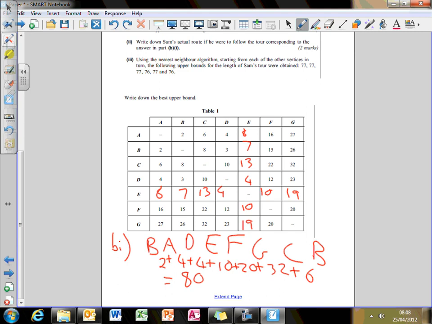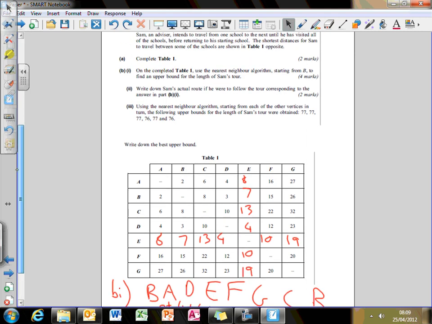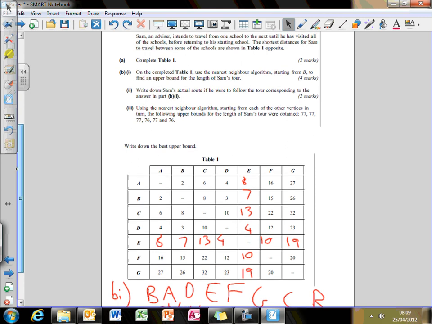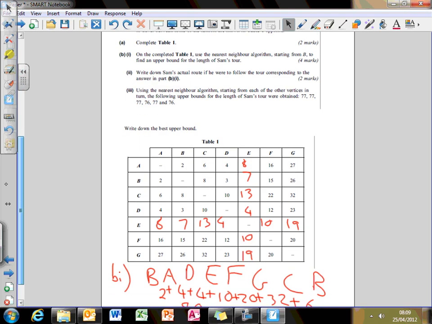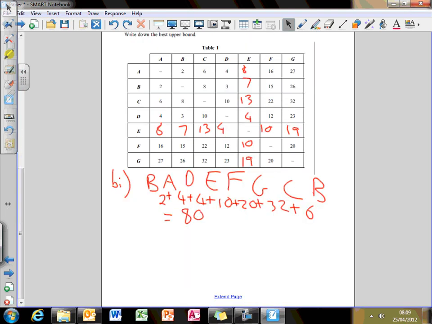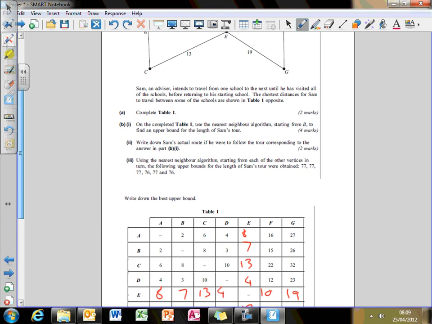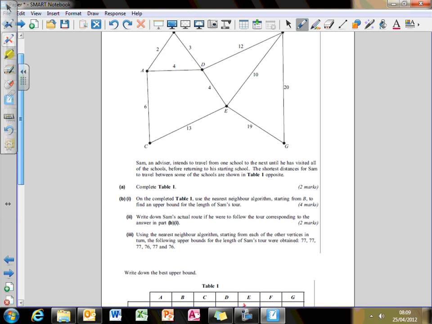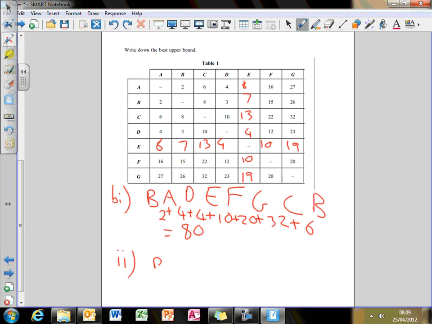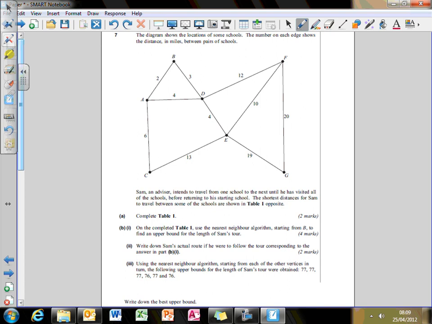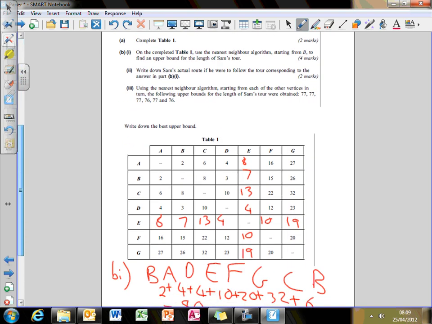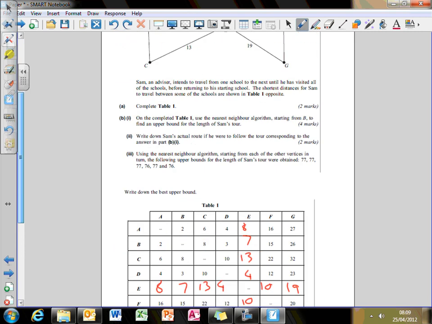Okay. Where does the question go next? Write down Sam's actual route if we were to follow the tour corresponding to the answer in B part 1. Okay, it's because the graph isn't complete. I'm going to be scrolling up and down here, folks. Sorry about this. I just couldn't make it all fit on the same page. So B part 2. It's going to go B to A. That's direct, isn't it? B to A to D is direct. This starts off well. I'm going to draw this one in red up here. She's gone from B to A to D. And then it's got to go to E, F.